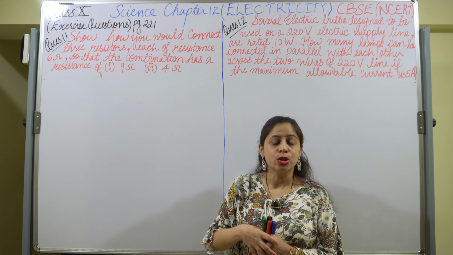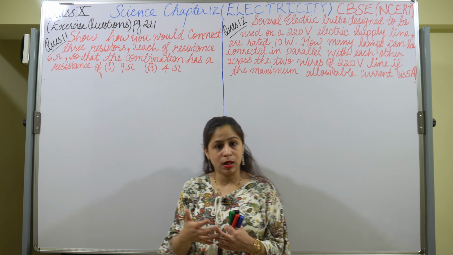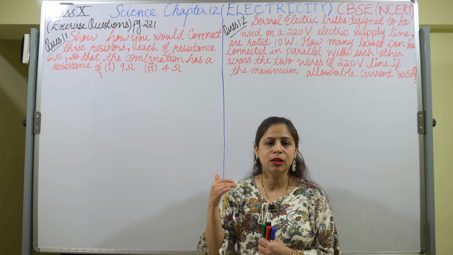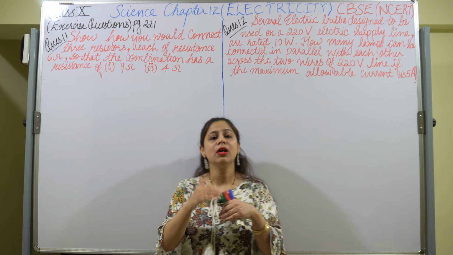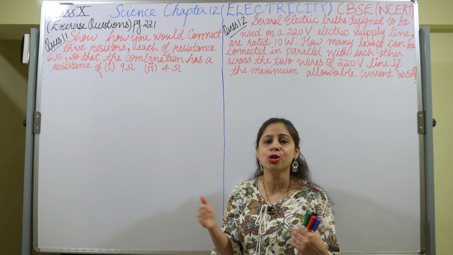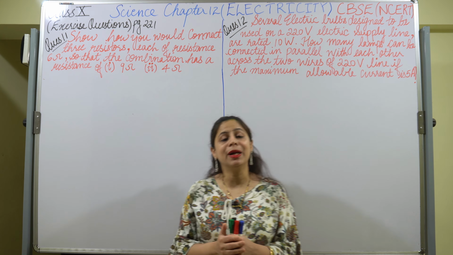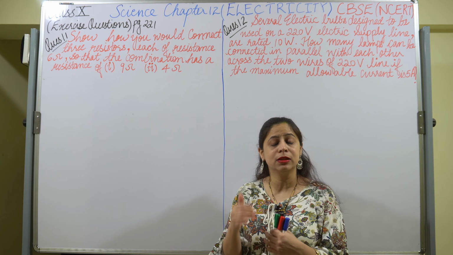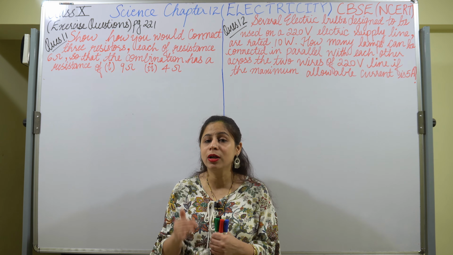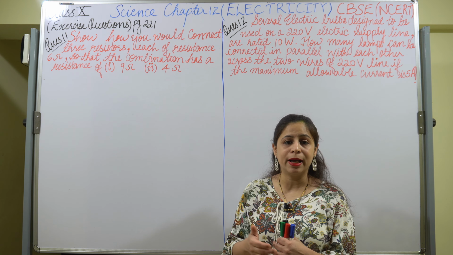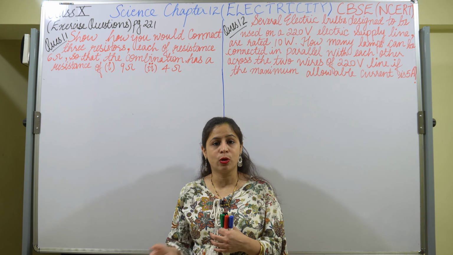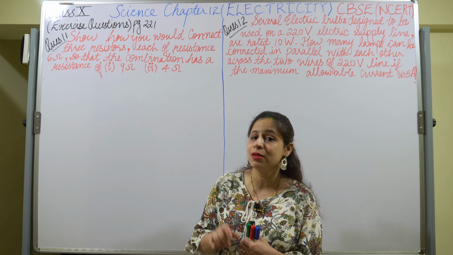So we know that resistances are connected in two ways. Either they are connected in series or they are connected in parallel. In series, the current remains the same and the equivalent resistance is given by the direct summation of all the resistance values. But in parallel, the current gets divided and the voltage remains the same, and the equivalent resistance is found by taking the reciprocals and adding them, and again we need to take the reciprocal in the end to get the equivalent resistance value.